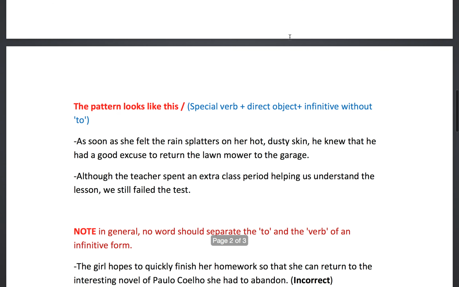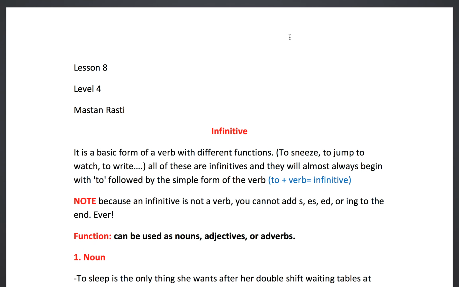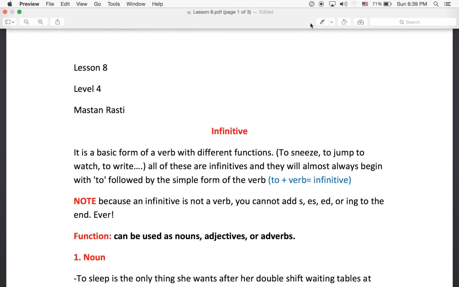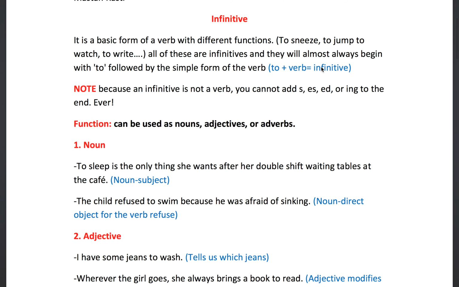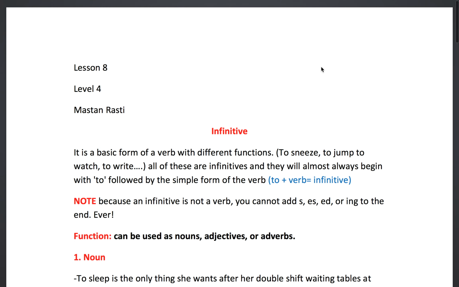That's all for today, and I hope you enjoyed the lesson, and I hope you've understood the infinitive. It's really easy, and it only needs more practice because this is usable and you can use it in your daily speaking, writing, or anything.